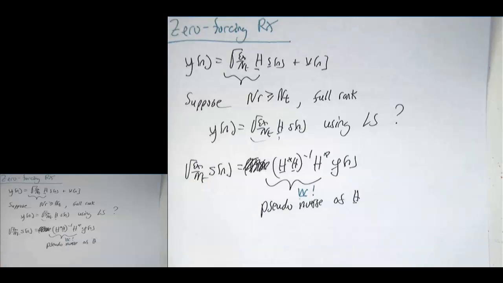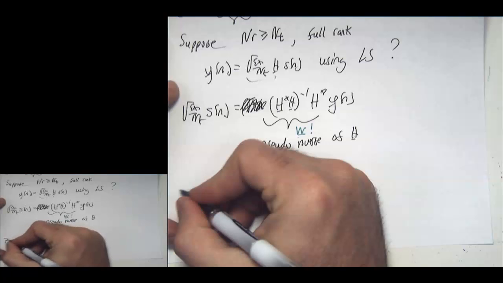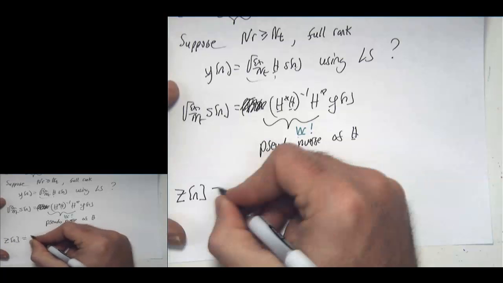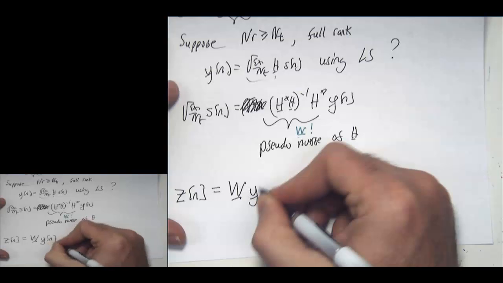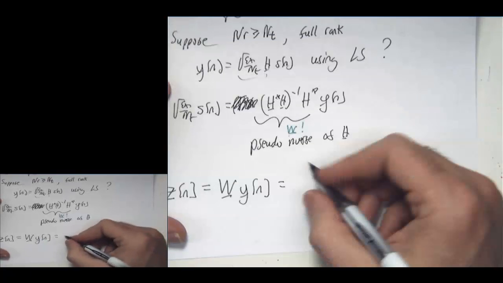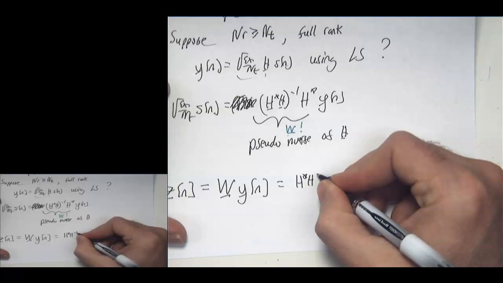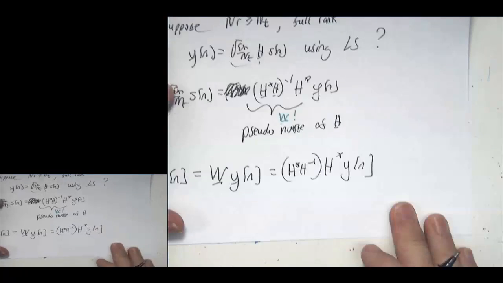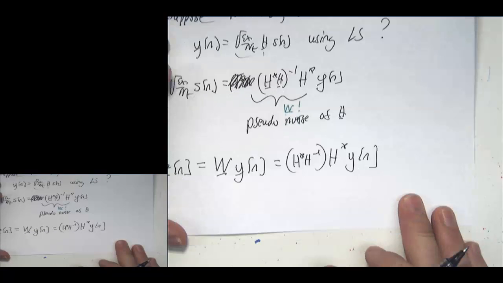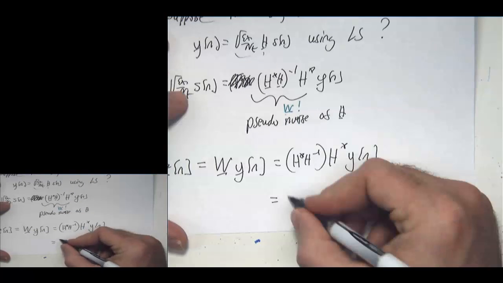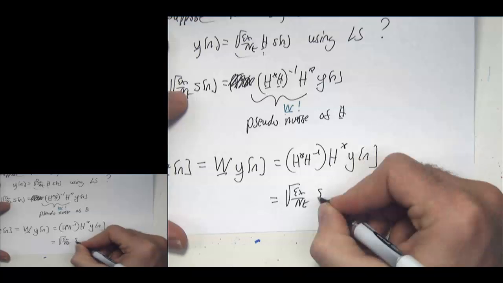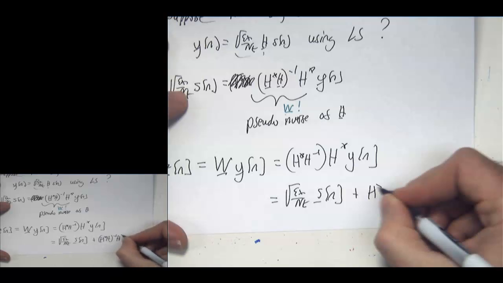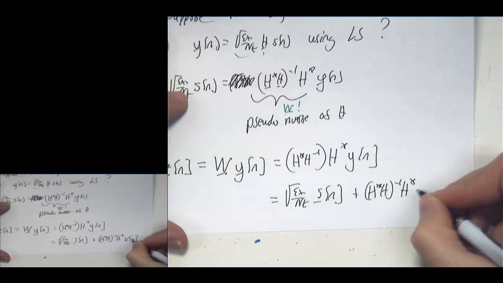Then we're going to form this new value z of n, which is equal to W y of n, which is equal to H star H inverse H star y of n. And this is equal to square root of Ex over Nt s of n plus H star H inverse H star v of n.